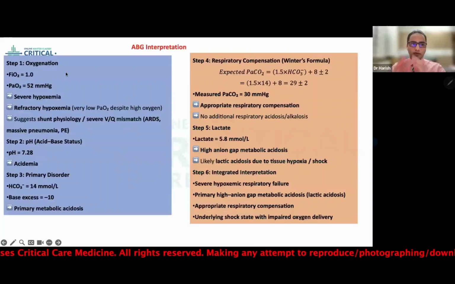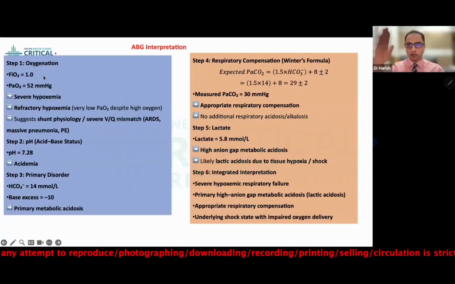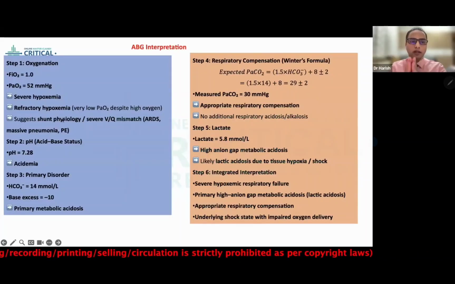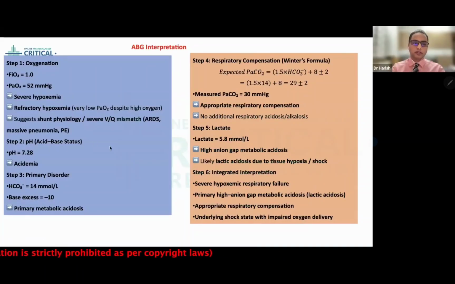First, see the oxygenation. Assume it's almost requiring 100% oxygen, more than 10 liters on NRBM. PO2 is 52, so there is severe hypoxemia, refractory hypoxemia: very low PO2 despite high oxygen. It suggests either shunt physiology or severe VQ mismatch, maybe underlying ARDS, massive pneumonia, or pulmonary embolism. These are some of the causes of severe VQ mismatch.